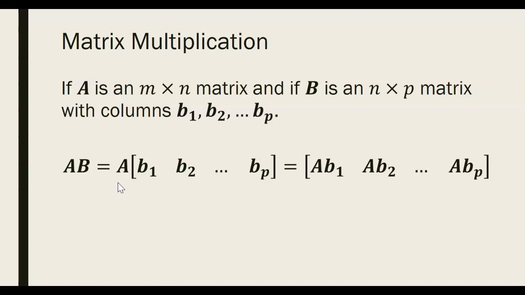Okay, but basically we're taking a matrix times our first column, then a matrix times our second column, then a matrix times our last column, and we're putting them in order. So the outcome of each multiplication will be a single column vector, and so on and so forth. So we're going to get P column vectors in our final matrix product. So basically, take each column of B and pretend it's a vector and multiply A times each vector.